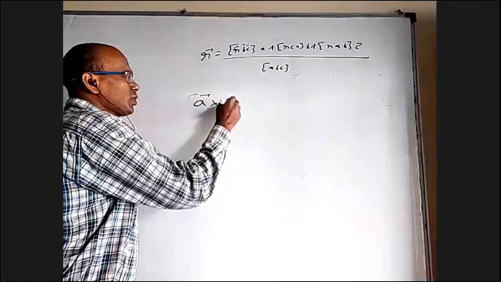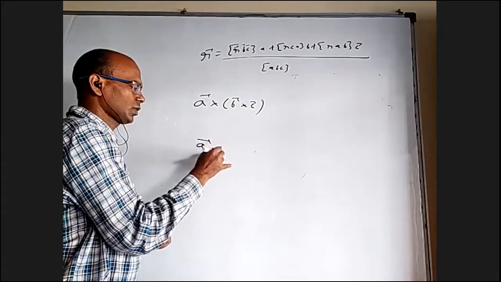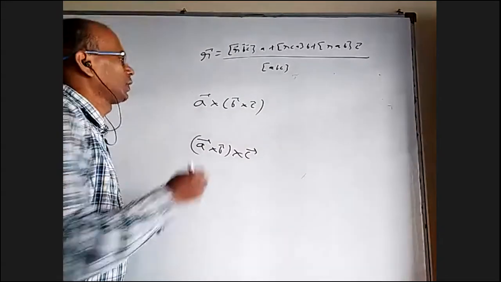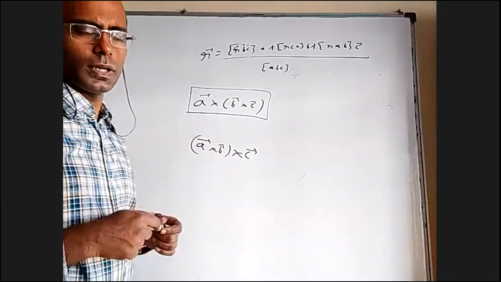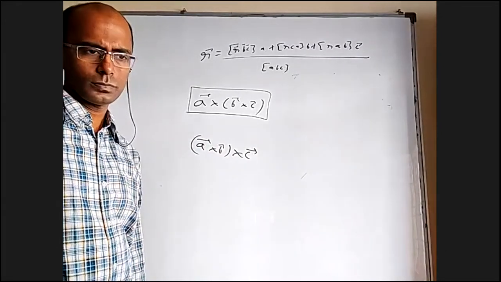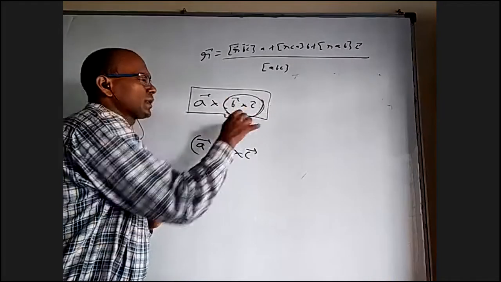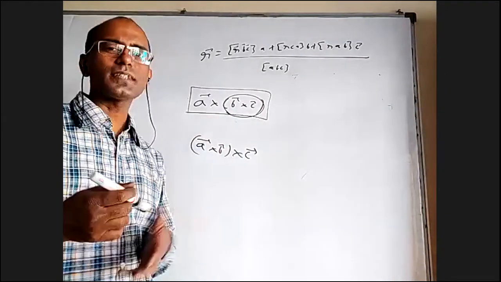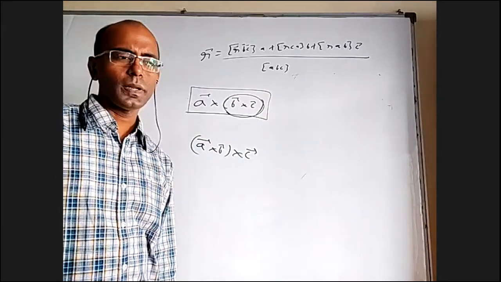Obviously, A bar cross B cross C is different from A cross B cross C. Why is it different? Finally, this answer is a vector. That vector, will it be perpendicular to A bar? Yes. But it also will be perpendicular to B cross C. If a vector is perpendicular to B cross C, then where will that vector be? In the plane of B and C.